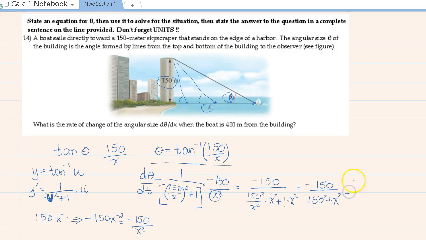So remember, this is our d theta over dt. This is the rate at which the angle is changing with respect to our x value that we have here. So now our job is to find when it is changing when x is equal to 400. So we now need to just type in negative 150 over 150 squared plus 400 squared. And whatever value that is, that's going to be our d theta dt. And that concludes this video.